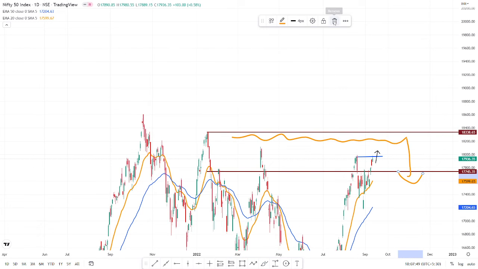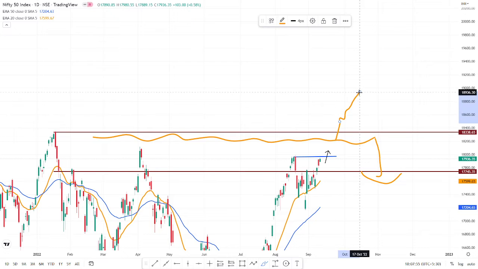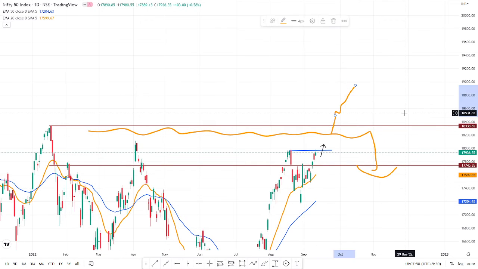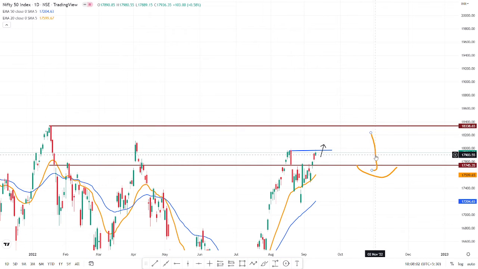That is probably the only thing which can happen. Or Nifty can break and close above this and go up again. So this is what happens for Nifty in the daily time frame. It is a longer term time frame. Now, the daily time frame cannot be applicable for intraday trading.